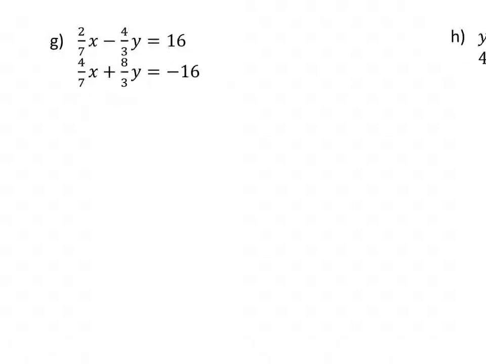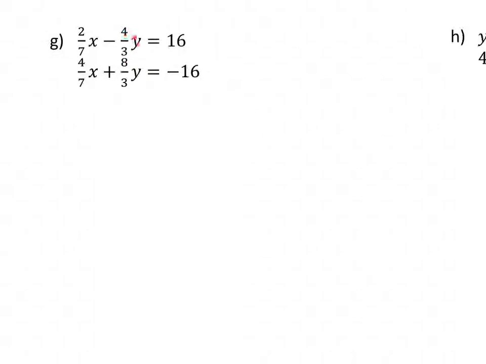Okay, I figured most of you would want me to do one with fractions, so let's go ahead and do that one together. I have 2/7 x and -4/3 y, and then 4/7 x and +8/3 y. Doesn't matter which one you want to do. Since I have a negative and a positive, I like adding with elimination, so I'm going to use elimination. I'm going to get rid of the y's.